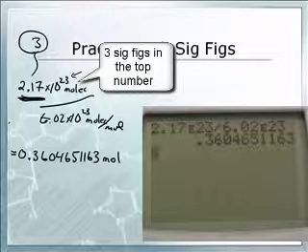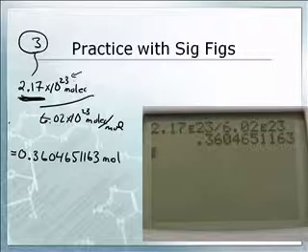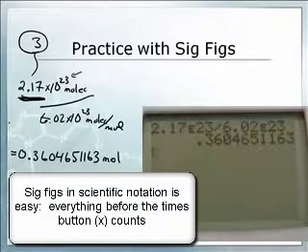That doesn't count. That's an exponent, and that just tells us where the decimal is in relationship to all the zeros. Significant figures and scientific notation are really easy. It's everything before the times. Yeah, everything before the times. That's exactly what I say. And there's 3 there in the 6.02.